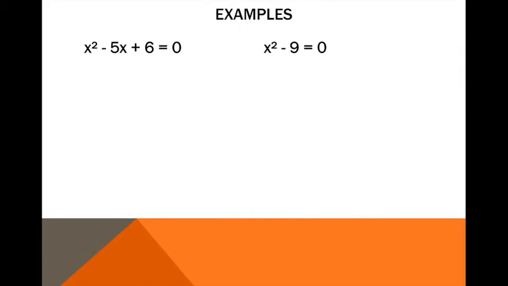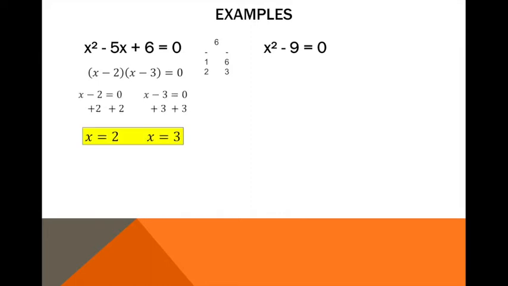Okay, so our first example here is already in standard form: x squared minus 5x plus 6 equals 0. So my next step is to factor the polynomial. Remember, we need to find two numbers that multiply together to equal 6 but add together to equal negative 5. So negative 2 and negative 3. Now I'm going to set each one of those equal to 0 and solve. So x equals 2 and x equals 3.